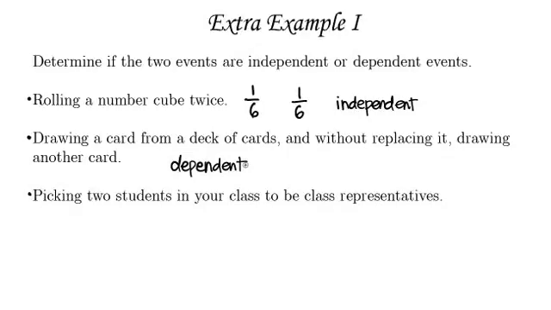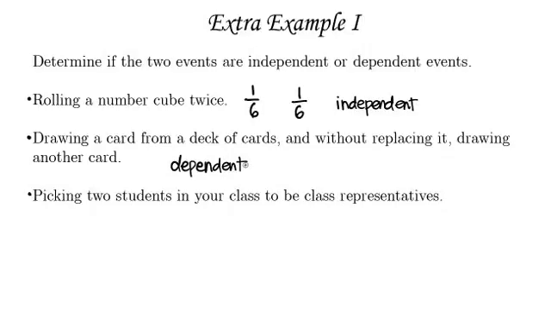Picking 2 students in your class to be class representatives. Now, imagine your class has, let's say, 30 students. You pick the first student. Let's say you're picking the president and vice president as class representatives. If you pick the first student to be your president, how many students do you have left to pick from when you pick the vice president? Does the total number of students change? It does change, right? Because you already picked one student, and that same person can't be both.